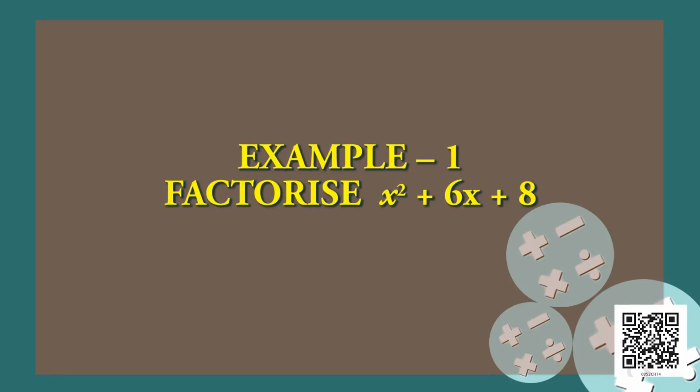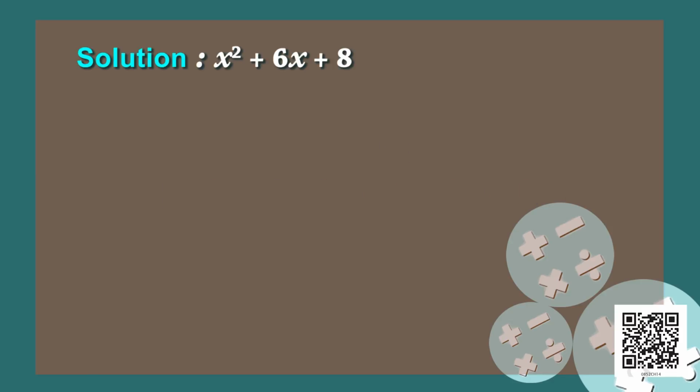Let us see how to do these things by observing an example. Example 1. Factorize x square plus 6x plus 8. Consider the given expression x square plus 6x plus 8. If we compare the right hand side of identity 4 with this expression, we find a into b is equal to 8 and a plus b is equal to 6. From this, we must find a and b, so that the factors x plus a and x plus b can be obtained.